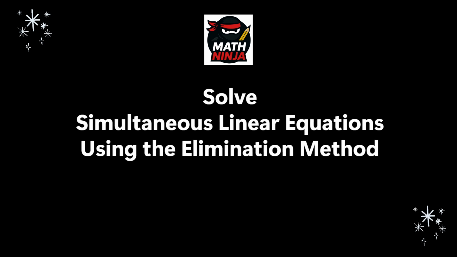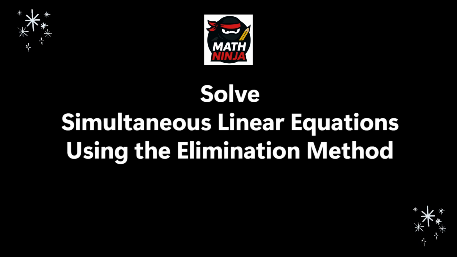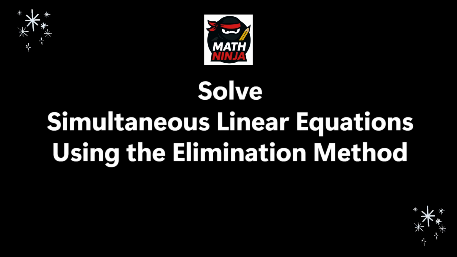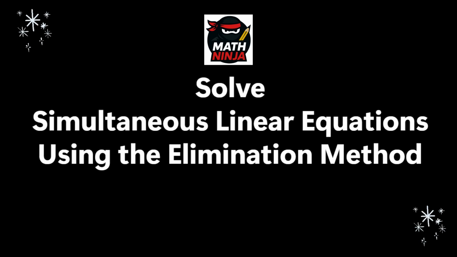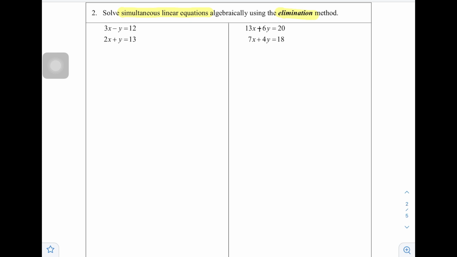In this video, we are going to learn how we can solve a pair of simultaneous linear equations using the elimination method. To do that, we will illustrate with two examples. So for the first example, the first equation is 3x minus y equals 12, which I will call equation 1, and 2x plus y equals 13, which I will call equation 2.